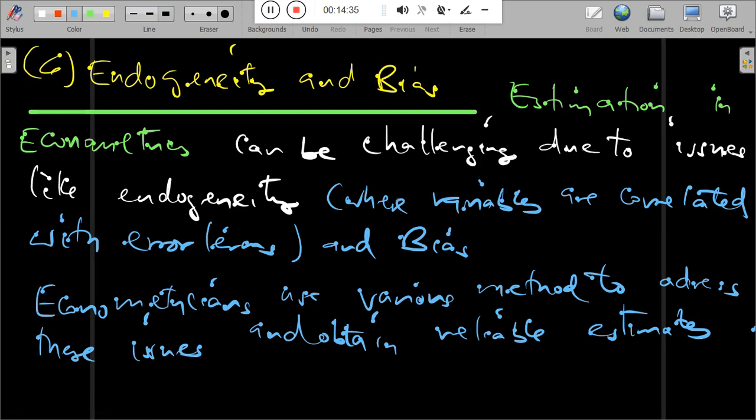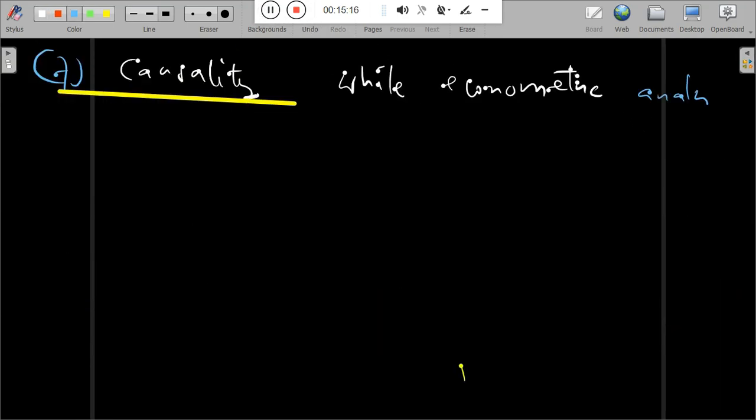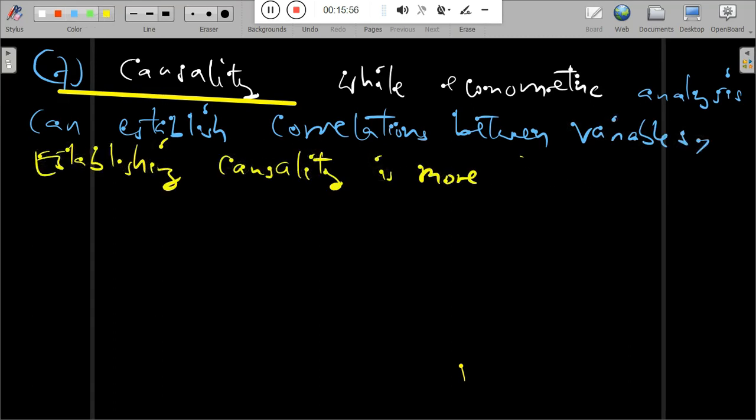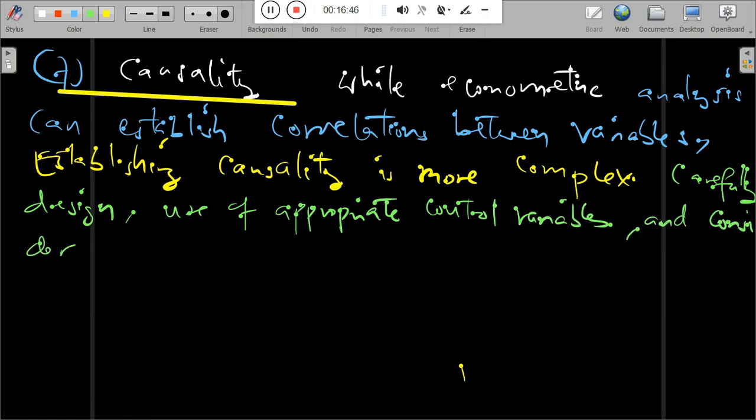Another key concept involved in estimation is causality. While econometric analysis can establish correlations between variables, establishing causality is more complex. So careful design, use of appropriate control variables and consideration of economic theories are necessary to infer the causal relationship from the estimated coefficients. So we looked at causality.